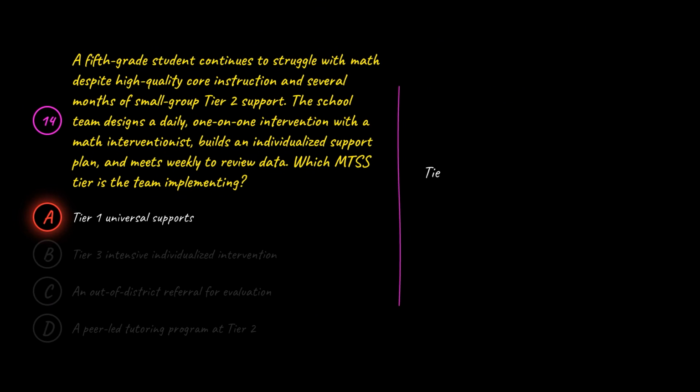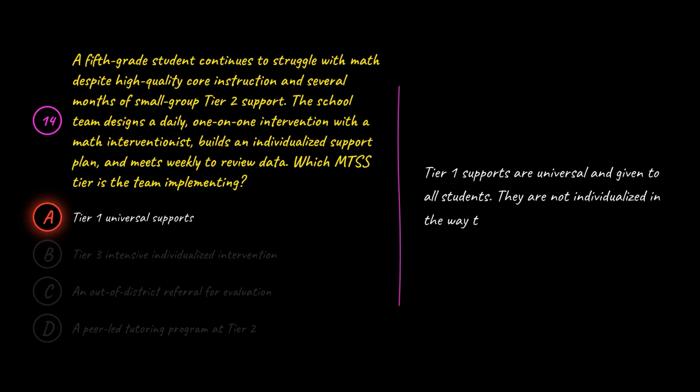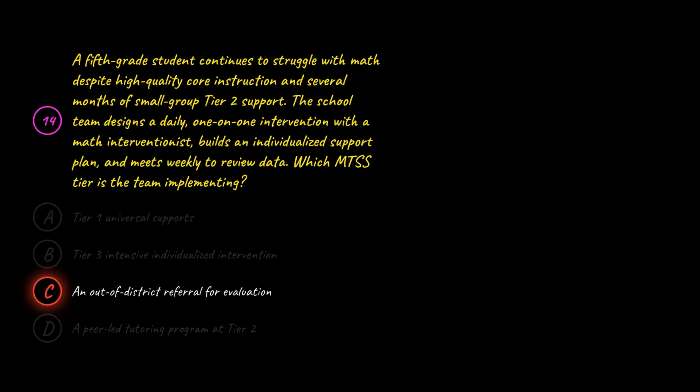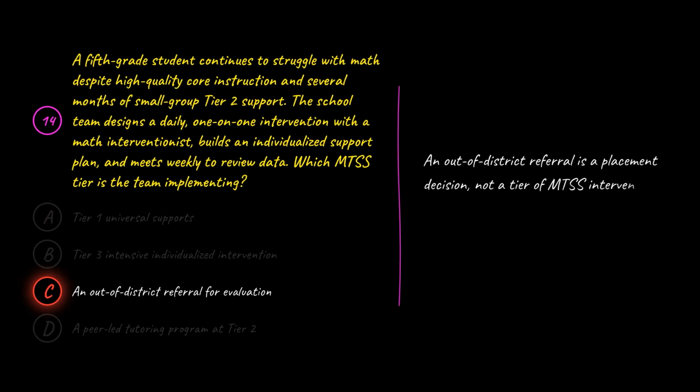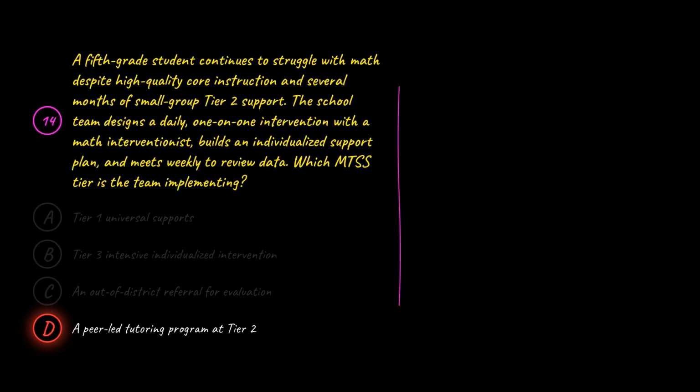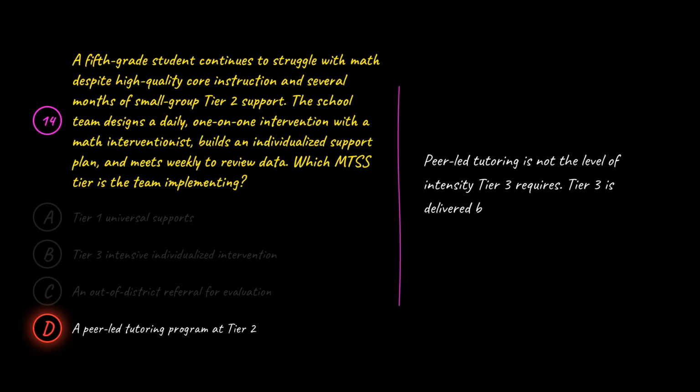A is wrong because Tier 1 supports are universal and given to all students. They are not individualized in the way the scenario describes. C is wrong because an out-of-district referral is a placement decision, not a tier of MTSS intervention. The student is still being served within the regular school structure. D is wrong because peer-led tutoring is not the level of intensity Tier 3 requires. Tier 3 is delivered by trained educators or specialists, not by peers.